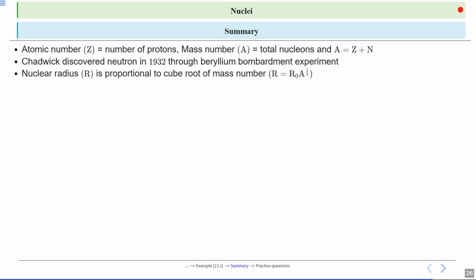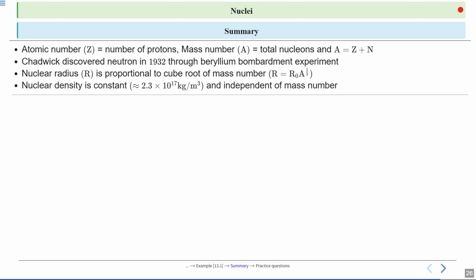Next, let's look at the size of the nucleus. The nuclear radius r is proportional to the cube root of the mass number A. The formula is r equals r naught A raised to the power 1/3, where r naught is a constant, usually about 1.2 femtometers. Nuclear density is approximately 2.3 times 10 to the power 17 kg per cubic meter, and it's nearly the same for all nuclei regardless of their mass numbers.